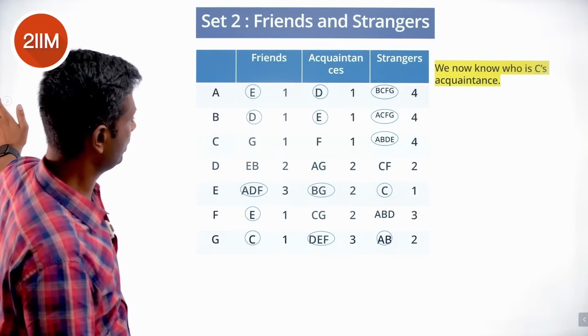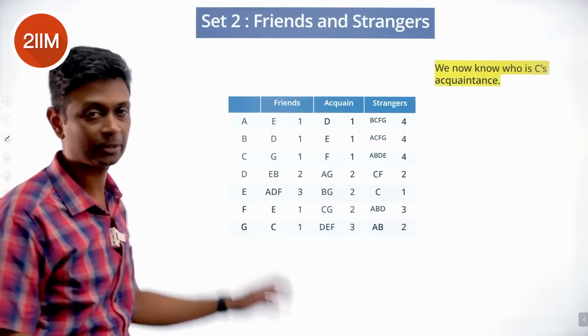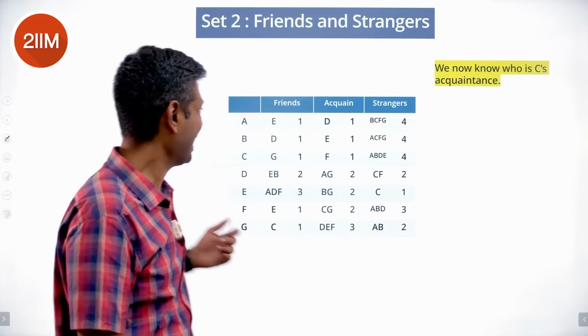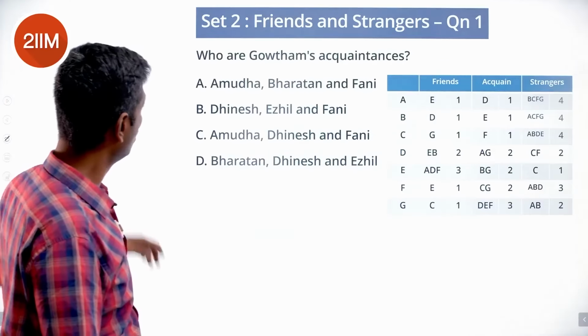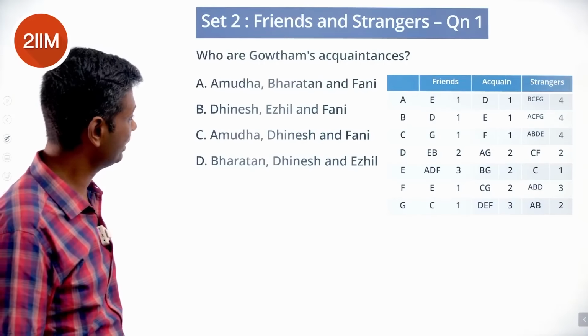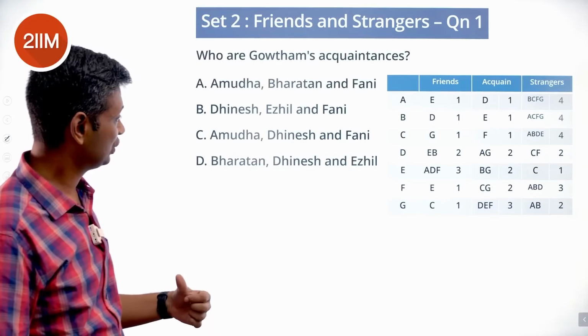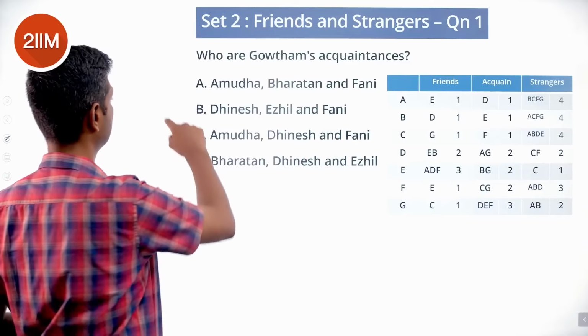Now who is C's acquaintance? F. Now we have completed the grid. Once we complete the grid, answering the question should be pretty straightforward. Who are Gowtham's acquaintances? D, E, F. Dhinesh, Ezhil and Fani.